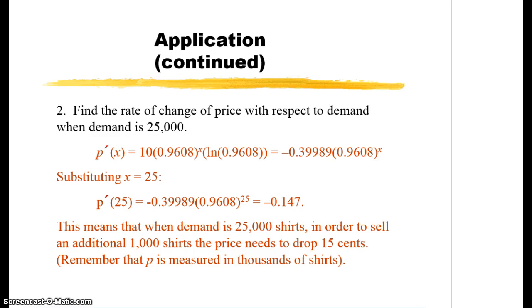So what does the derivative of negative 0.147 tell us? It tells us that when demand is 25,000 shirts, in order to sell an additional 1,000, the price needs to drop 15 cents, because this is negative. And x was measured in thousands of shirts. So by the interpretation of the derivative, to sell the 26,000 shirts, we need to drop the price by 15 cents. That's what this is telling us.